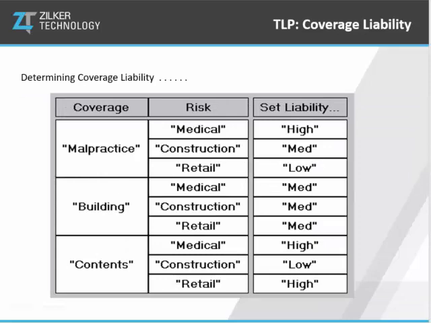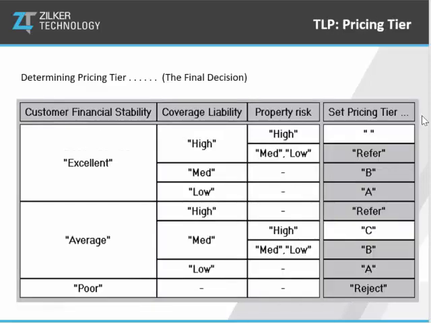Next, the last piece of subdecisioning that's done is where we determine the coverage liability. And again, two premises ultimately determine what the coverage liability is. The coverage liability is high, medium, or low, and it's influenced by the coverage type and the risk type. Now the final decision, which is the setting of the pricing tier, is done by looking at the three prior subdecisions, the financial stability, coverage liability, and property risk, all three of which then influence whether the pricing tier is an A, a B, a C, a refer, or a reject.